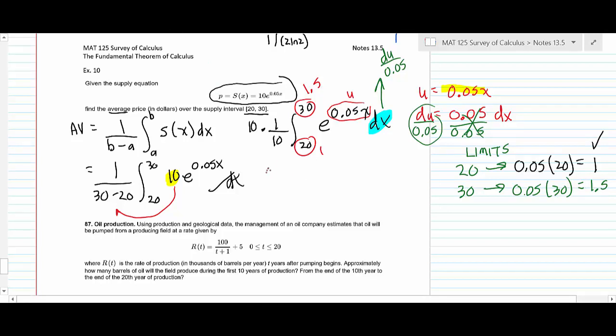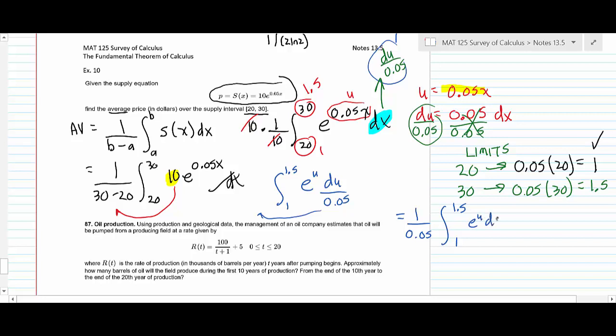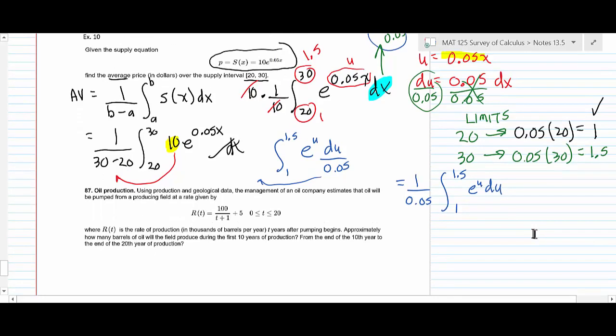Let's see what we got. So what we would have then is the 10s cross out. So you would end up with this. You would have the integral from 1 to 1.5, and what you're going to have is e to the u, and then dx gets replaced with du over 0.05. Okay, what do you do with the 0.05? Bring it out. It's a constant. So that thing comes out, so you're going to have 1 over 0.05 times the integral from 1 to 1.5 of e to the u du. And I've done a bunch of substitution. That's what you've got to follow on U sub, is how to get everything changed.